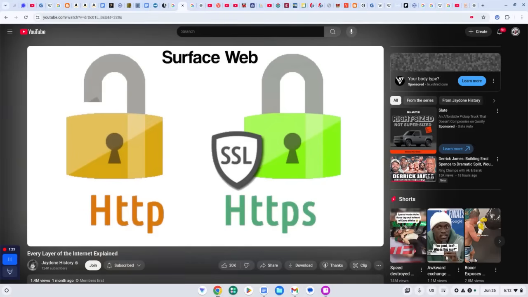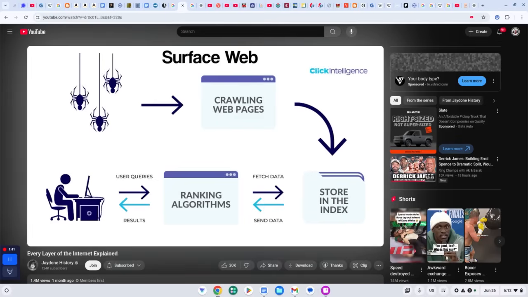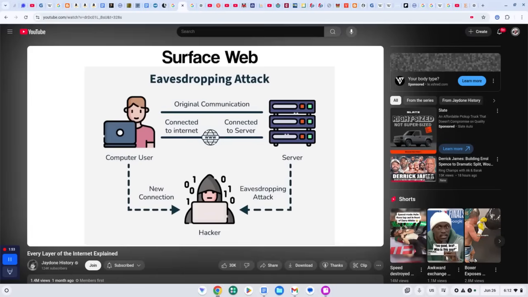Search engines deploy automated programs known as web crawlers or spiders that systematically browse the internet and index pages based on keywords, metadata, and other elements. These indexed pages are then ranked and presented to users through search results. The process is governed by algorithms that aim to provide the most relevant content based on a user's query. Web developers and content creators often utilize search engine optimization techniques to increase the visibility of their website within the surface web.